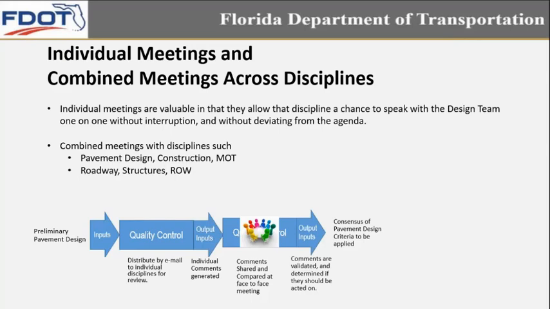Some disciplines, sometimes you have to get them all together to understand an issue and to understand how to resolve it. Things like pavement design, construction, and MOT. Sometimes you need all three parties in the room, or structures, roadway, and right-of-way. A lot of districts reported to us that for certain types of projects, they schedule regular combined meetings. They make it required for certain types of combined meetings to take place for certain projects.